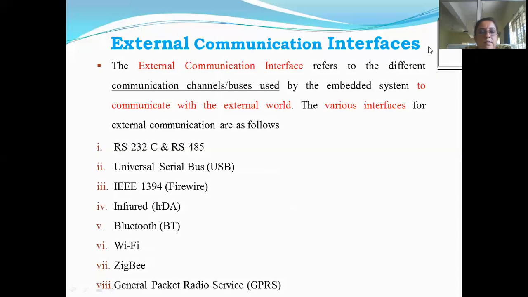The first one is RS-232C and RS-485, and the second one is the Universal Serial Bus. Third is IEEE 1394. Fourth is infrared, that is IrDA. Fifth is Bluetooth. Sixth is Wi-Fi. Then you have Zigbee, then General Packet Radio Service. So we will see these one by one.